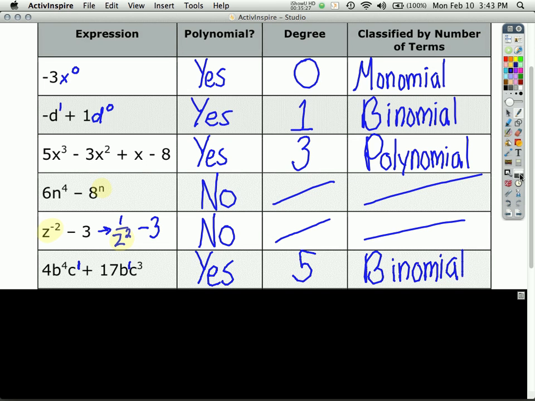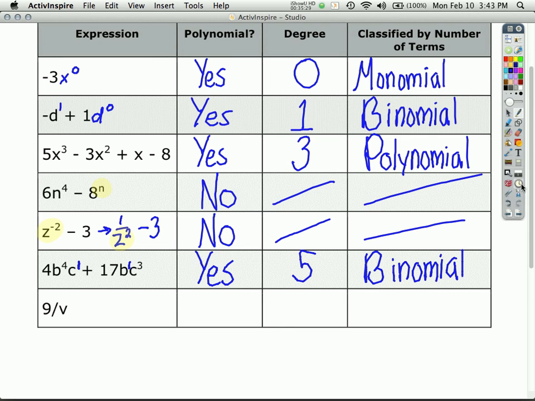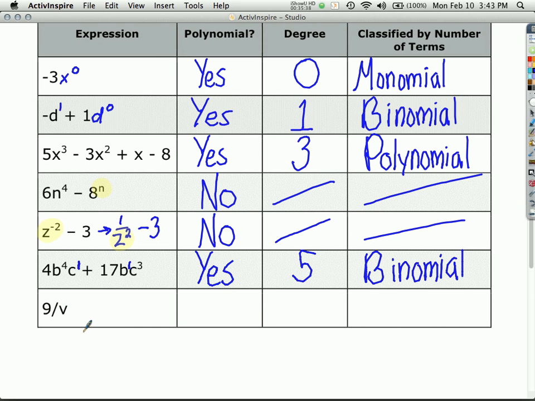And I have one last one that you don't need to copy down, but I wanted to show you that, I don't know what happened, it's supposed to look more like a fraction, 9 over v. But for the same reason that this one was not a polynomial, that's the same reason here. You cannot have a variable in the denominator. Okay?